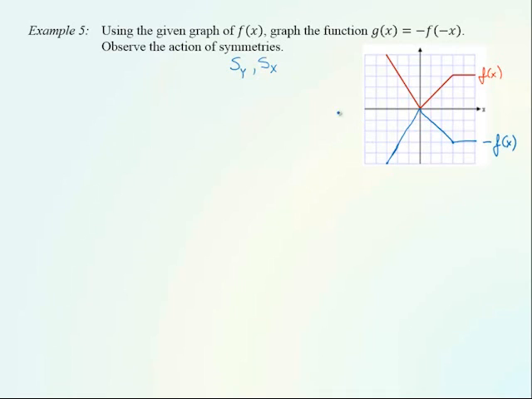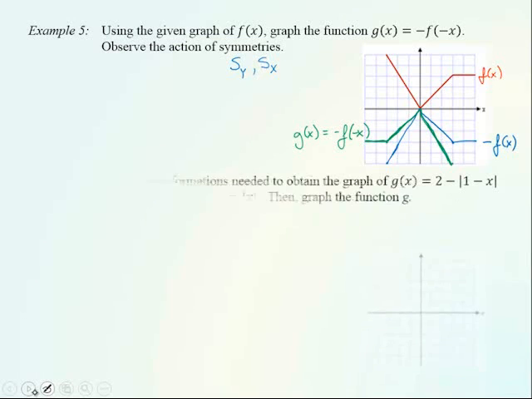We need to move it one more time by applying symmetry in the y-axis. So this point is still at the same place, but that point goes here, symmetrically the same many units. And this straight piece will be flipped over there. Now let's connect the vertices that we have. This point will become here. So the green graph represents our final function g of x, which is negative f of negative x.